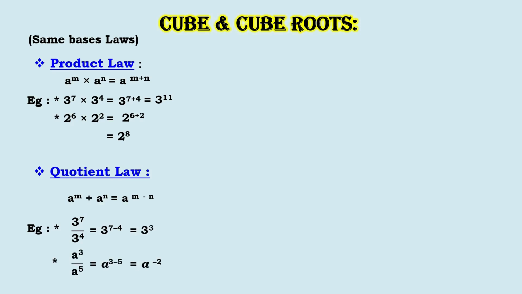Let us take one more example. a to the power 3 by a to the power 5 is equal to a to the power 3 minus 5, equal to a to the power minus 2. Be careful about this step. Whenever we are doing the division, we have to consider the numerator power first and then subtract the denominator power. It should not be a to the power 5 minus 3. So be careful about this step.